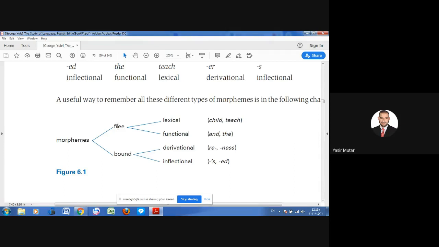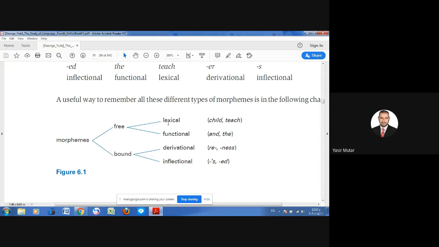For the free morphemes, they can stand by themselves. For example, adjectives, nouns, verbs. There's no need to attach any additives to these words, so they can stand by themselves.